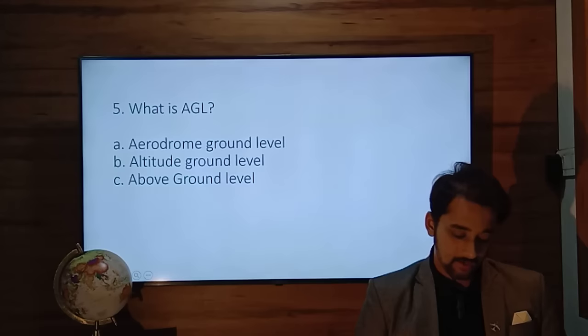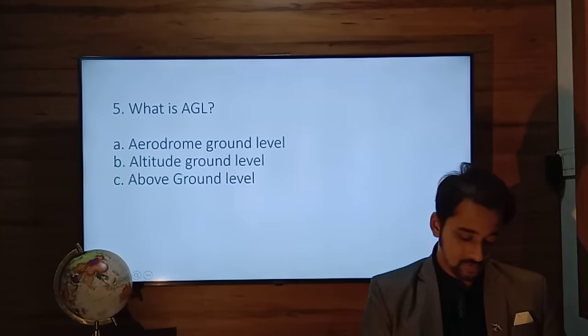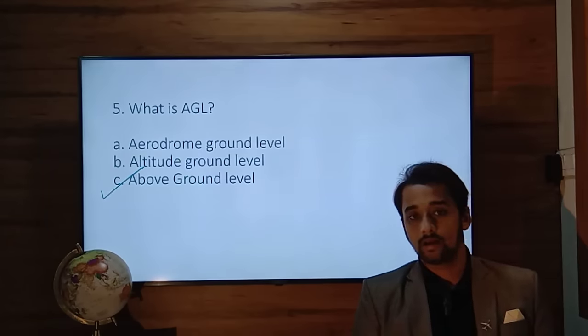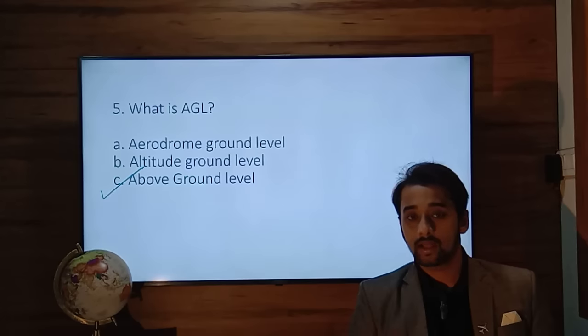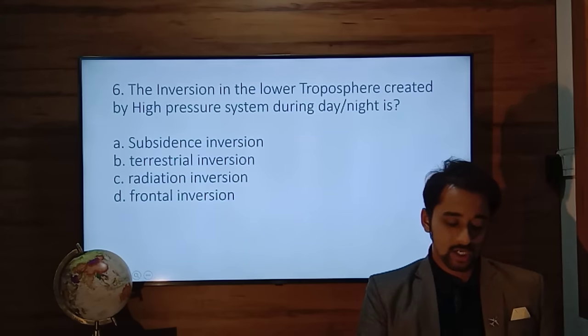Let's go to question 5. What is AGL? AGL is above ground level. Okay. In altimetry, we always come across MSL, that is mean sea level. AGL is above ground level. Okay. Vertical distances.